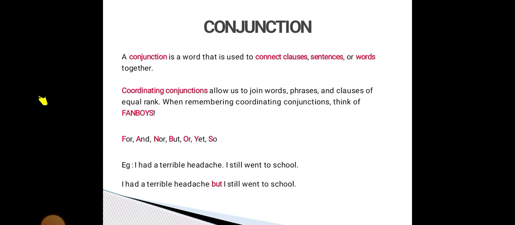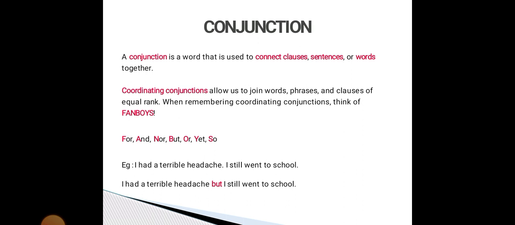I had a terrible headache. I still went to school. These are the two sentences. By using a conjunction, you have to join these sentences. For that, you can write it as: I had a terrible headache, but I still went to school. This example comes under coordinating conjunctions. But is called a coordinating conjunction.